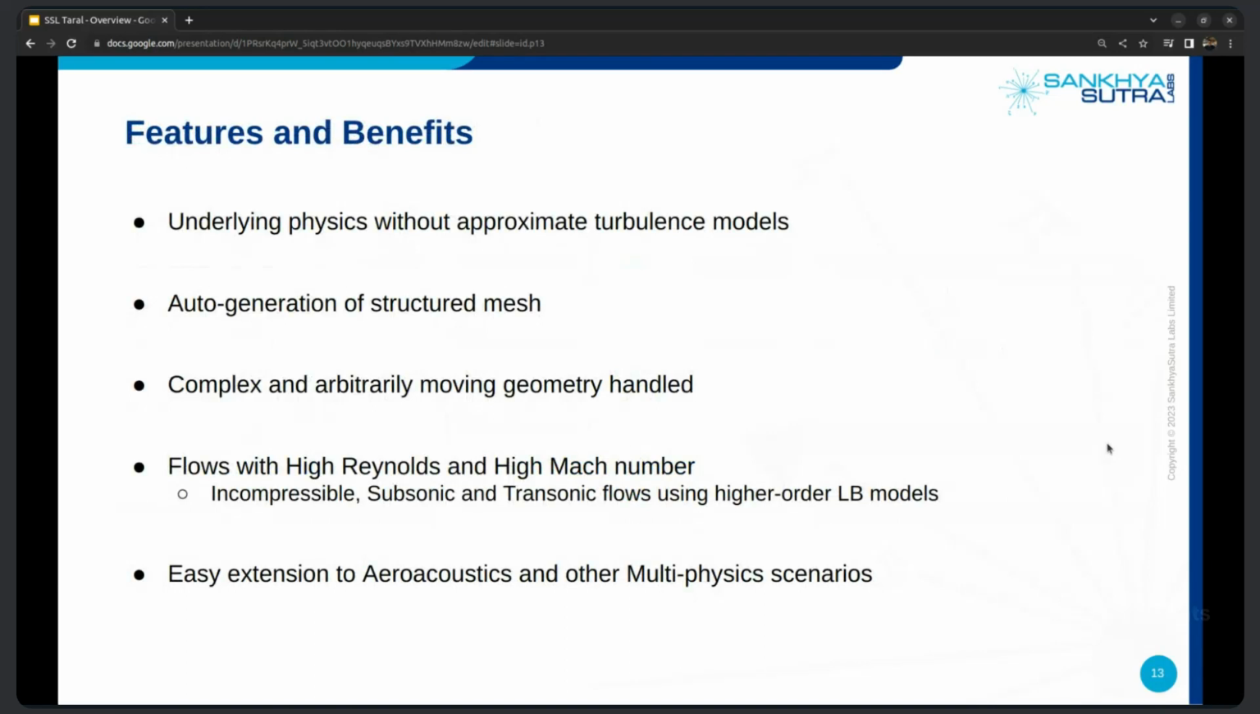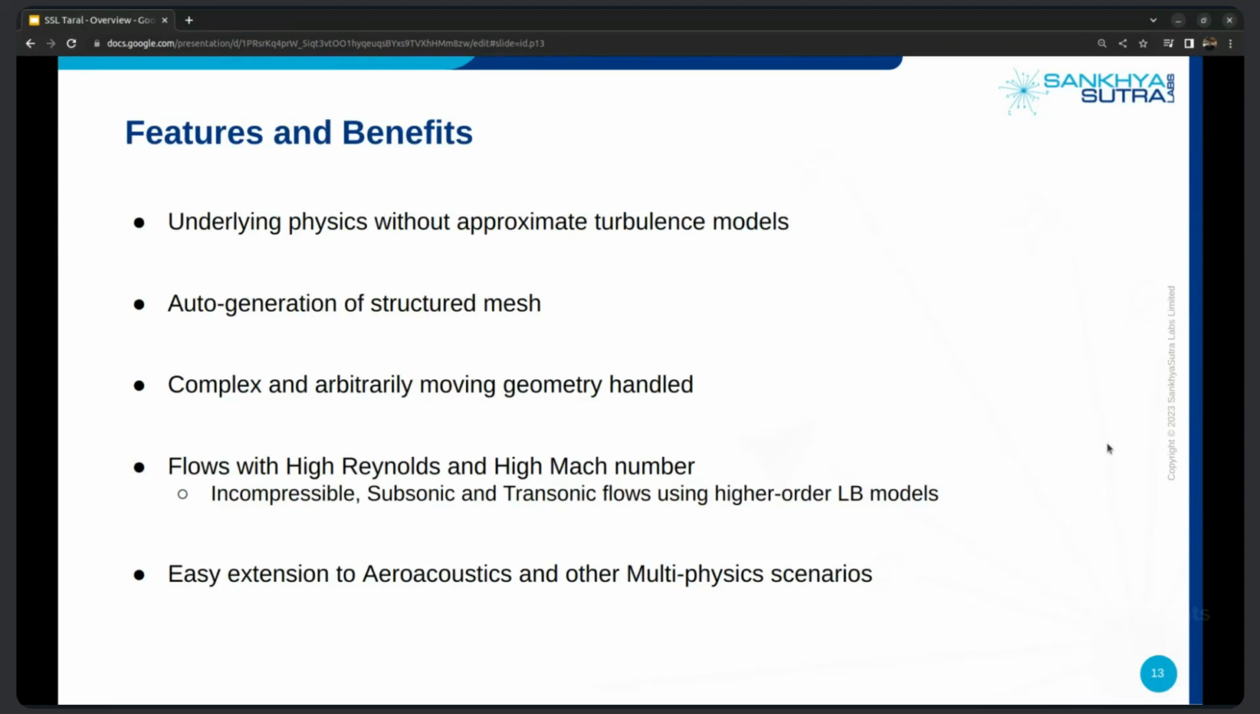Now, the main reasons why you would want to use Taral as an alternative to LES that I mentioned earlier is that we solve the underlying physics without the approximation of turbulence models. This simplifies your job quite a lot, especially when you consider things like setting up RANS cases or something. You have to be very careful with the model that you're using, with RANS or LES or whatever it is. But with our solver, there is no question of using a turbulence model at all. It all depends on how you set up your grid, how well you've managed to refine the grid in terms of capturing the flow phenomena that you want to see.